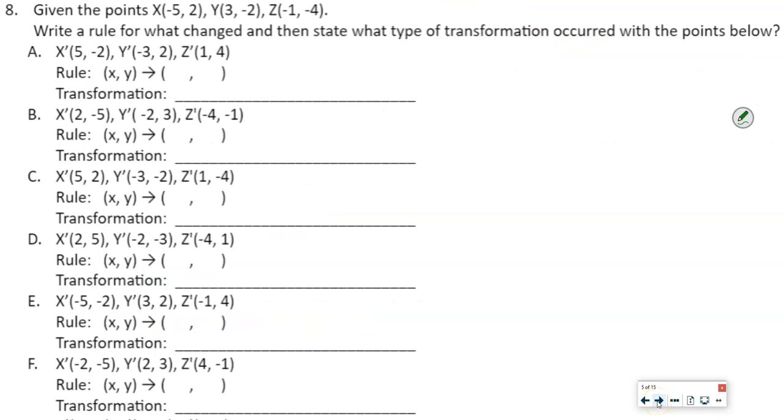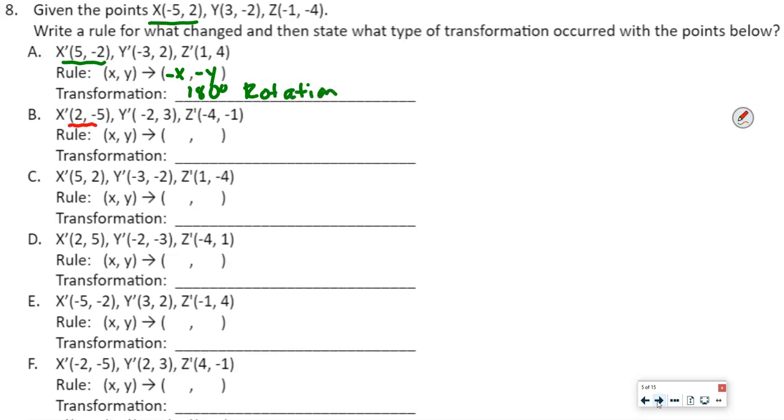All right. Given the points below, write a rule for what changed and then state what type of transformation occurred. Okay, so we're going to look at just one point, and we're going to focus on x here. What do you immediately notice happened? The sign of x changed, so this would be -x. Did anything change about y? Yep, the y changed as well. So this would be -x, -y. And if it's -x, -y, isn't it a 180-degree rotation?